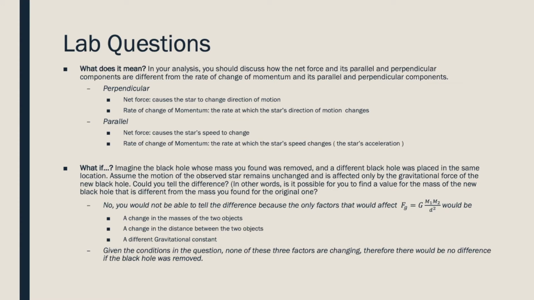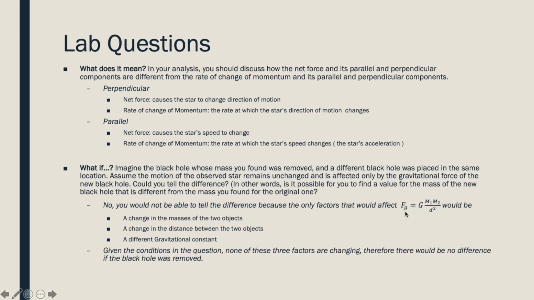We are asked a what-if question. What if we remove the mass that we found and we put a different black hole into the same location? We can assume that the motion of the observed star remains unchanged and is affected only by the gravitational force of the new black hole. Could you tell the difference?